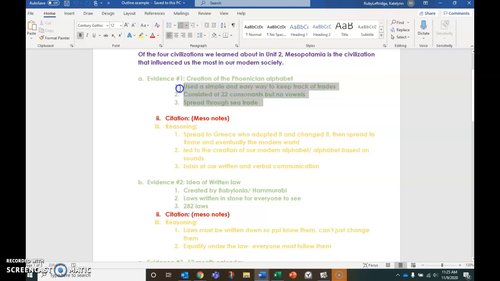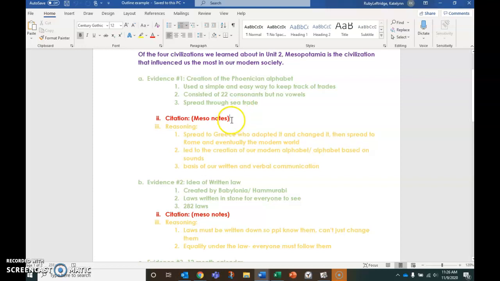I added some additional information because a good CER would explain that evidence, not just say what it is. So I would then continue in my CER to talk about how they invented it to keep track of trading, and it had 22 consonants but no vowels, and they spread their alphabet through sea trade. Okay, that's all part of your evidence. That's just facts about that particular piece of evidence.